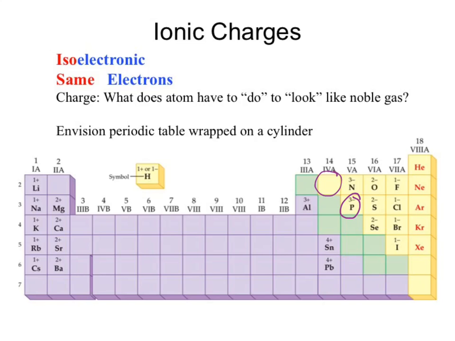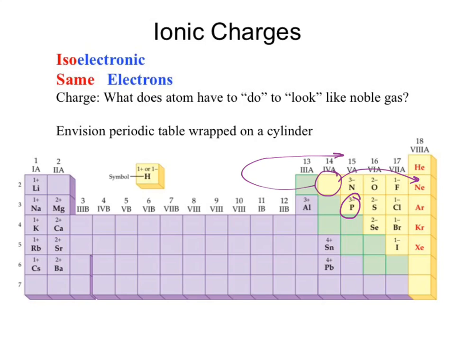Let's jump up to carbon. Carbon could gain 4 or lose 4. Which way does it go? Either way. So what's going to determine what charge carbon picks up? The other elements bound to it. If it's bound to a bunch of metals, carbon's going to take the electrons away and carbon will gain 4. If it's bound to a bunch of nonmetals, what's going to happen? It's going to lose 4. So carbon's in kind of that weird transition spot.